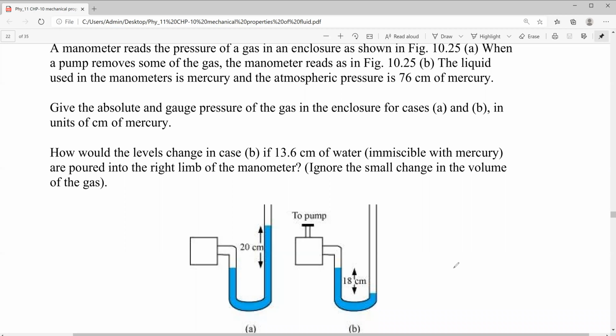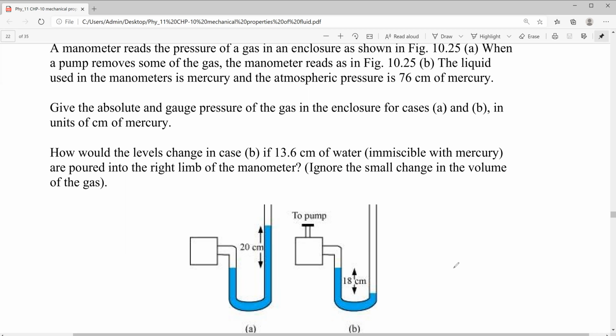In case B, the liquid used in the manometer is mercury and atmospheric pressure is 76 centimeter of mercury. Give the absolute and gauge pressure of the gas in the enclosure for case A and B in units of centimeter of mercury. How would the levels change in case of B if 13.6 centimeter of water is poured in the right limb of the manometer?